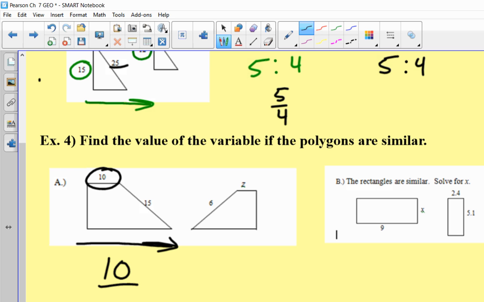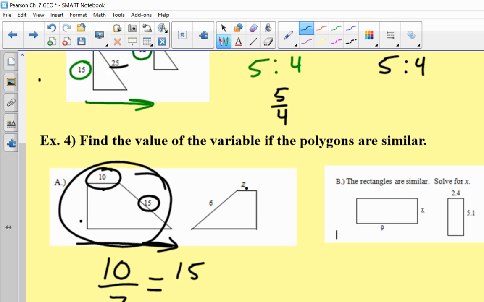We're going to set up our proportions, so we're going to use cross products. This side is proportional to Z. Since I started here, I'm going to take another side from that same figure and put it on top. So the 10 and 15 came from the same figure, and the 15 is corresponding to the 6. That's the way I set them up, using corresponding sides.